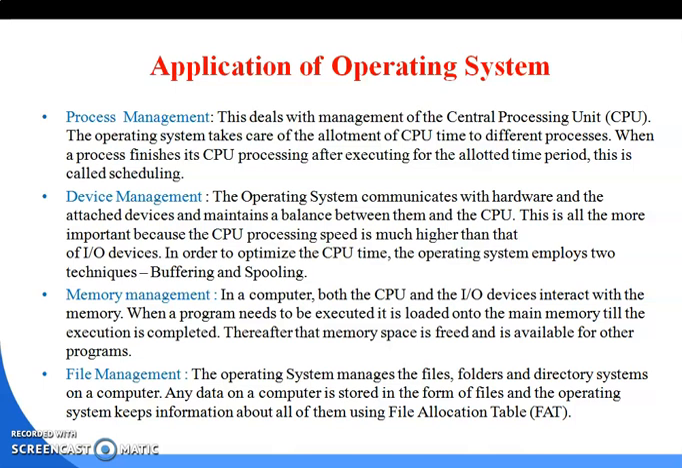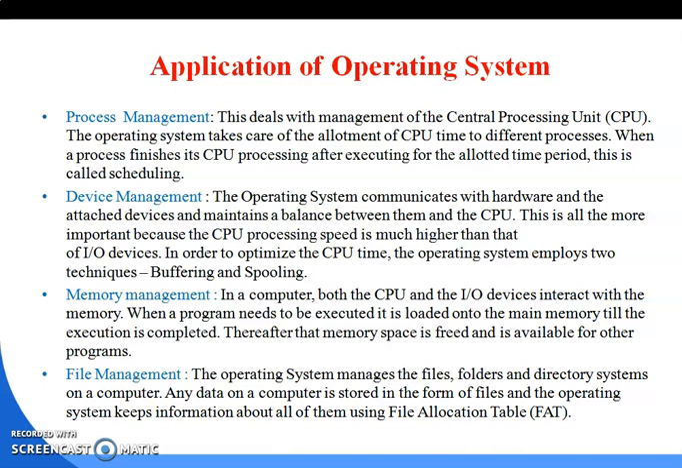Next is your device management. What is device management? The operating system communicates with hardware and the attached devices and maintains a balance between them and the CPU. This is all the more important because the CPU processing speed is much higher than that of IO devices. So in order to optimize the CPU time, the operating system employs two techniques, buffering and spooling. A very important concept. Now this is device management.